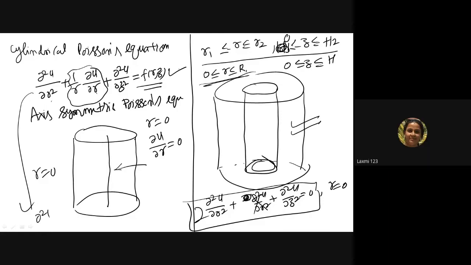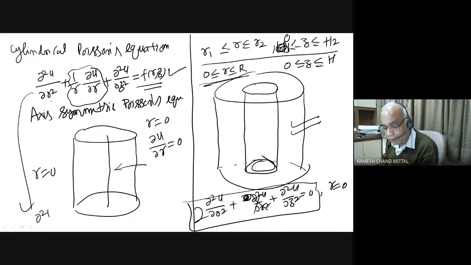Yes, sir. So if I want to solve not a hollow cylinder but a full cylinder, then I have to use this equation, otherwise this. Now please understand, because of the axisymmetry, if I take one cross section, then my one cross section will be something like this.